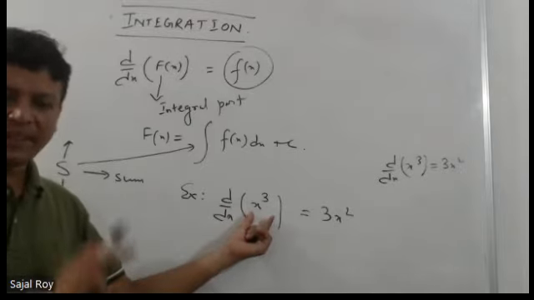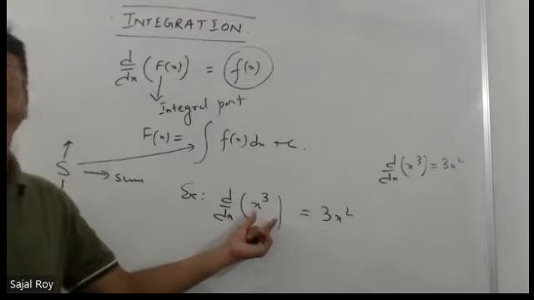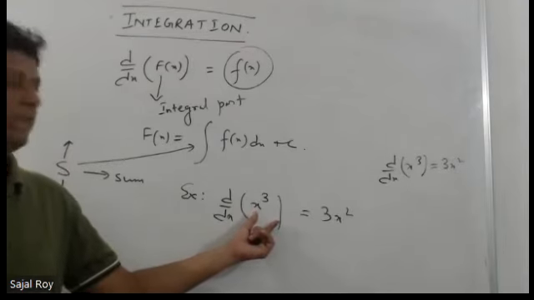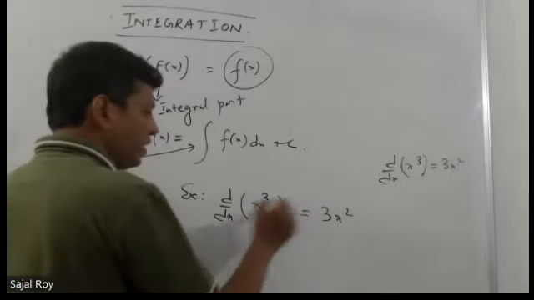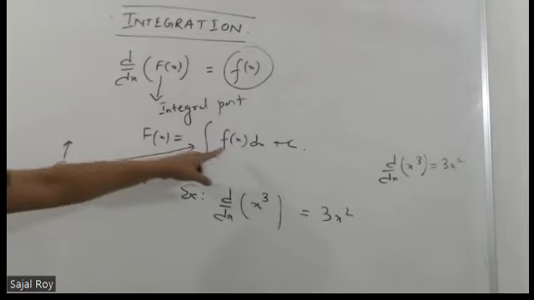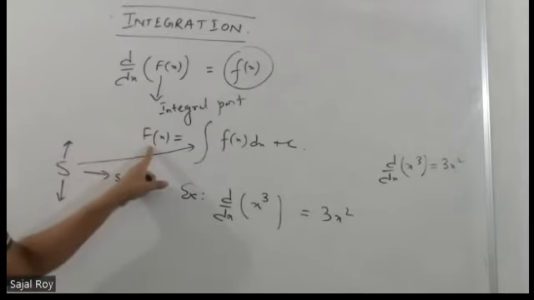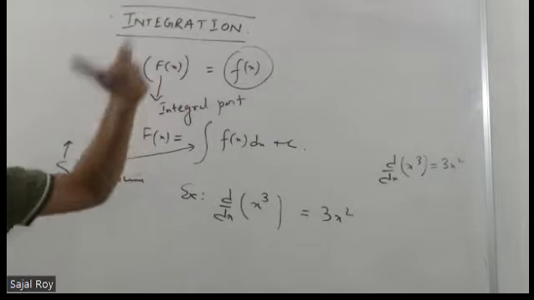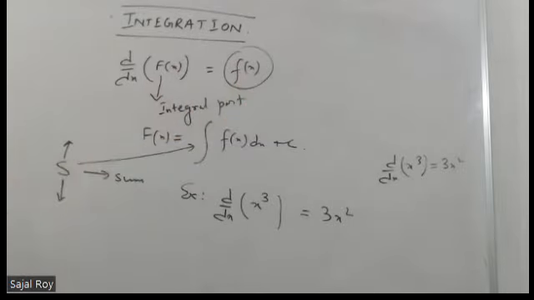That means differentiation and integration are inverse processes. Integration is the inverse process of differentiation. So if I integrate 3x squared, I will get x cube. If my question is whose derivative is this function, your answer will be found by integration. Okay, clear?